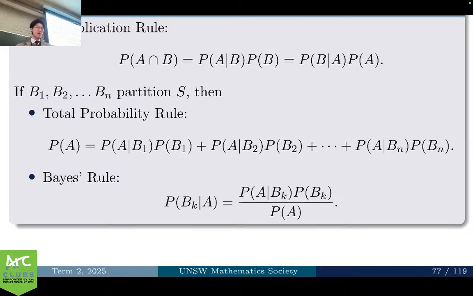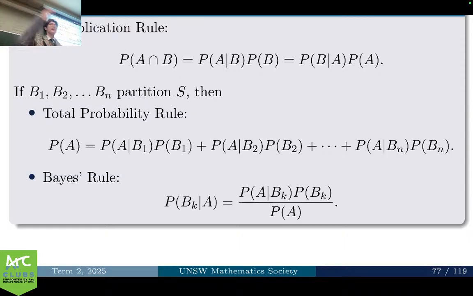If B1, B2, all the way up to Bn partition S, what partition means is that all of these separate events, B1, B2, all the way to Bn, make up all the possible events within S. Then we have our total probability rule, where the probability of A is the probability of A given B1 times the probability of B1, plus the probability of A given B2 times the probability of B2, plus all the way up to the probability of A given Bn times the probability of Bn. Because B1, B2, all the way up to Bn make up all the events in S.